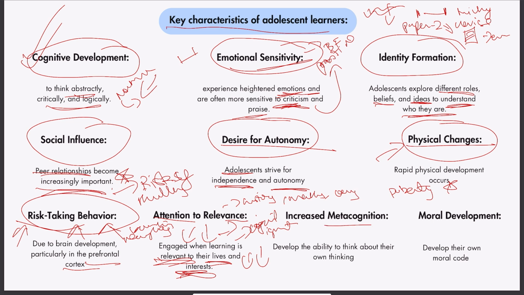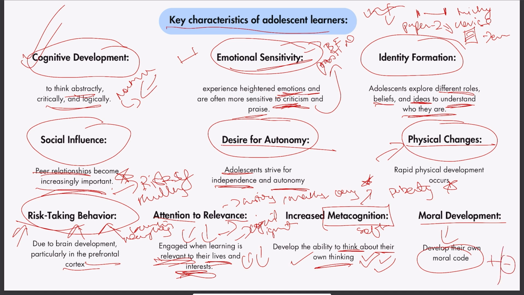Next, increased metacognition. Metacognition, another key term, which means self reflection. So, we develop the ability to think about our own thinking. What's going right? What's going wrong? What am I able to do? What am I not able to do? I need feedback. So able to think about our own thinking, reflect. Moral development. We develop a moral code of what is right and wrong.